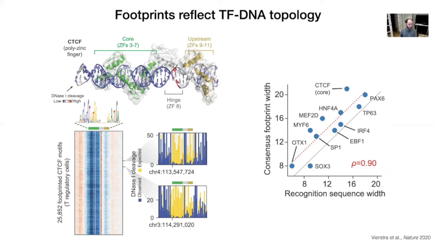Now, furthermore, we can plot the corrected cleavage counts for all CTCF sites genome-wide in T regulatory cells, and this reveals that these topological features are immediately evident even at the level of individual footprints on the genome. So we're looking at the structure of individual binding sites. We examined this further for a number of TFs and found the average footprint width for diverse TFs tightly tracked the width of their respective recognition sequences.